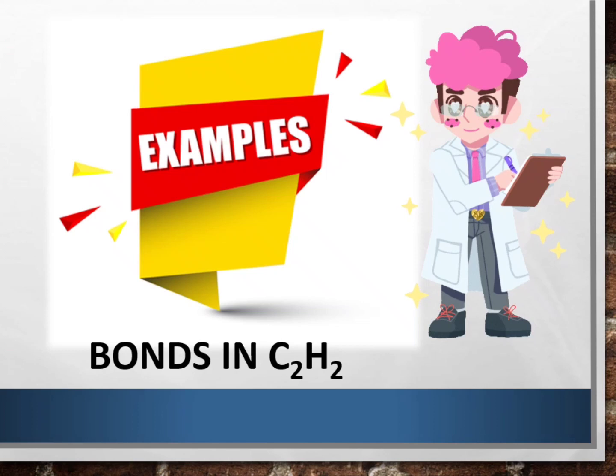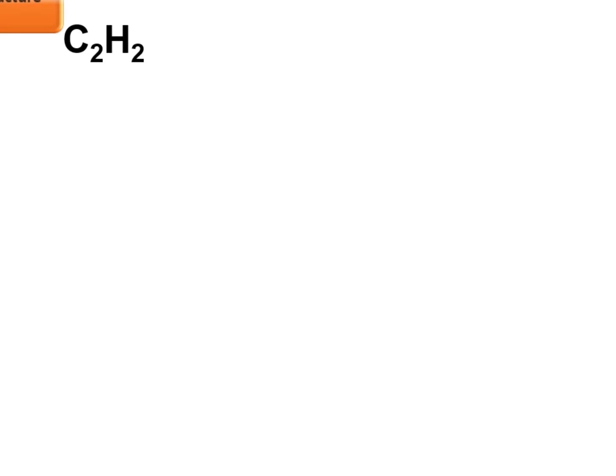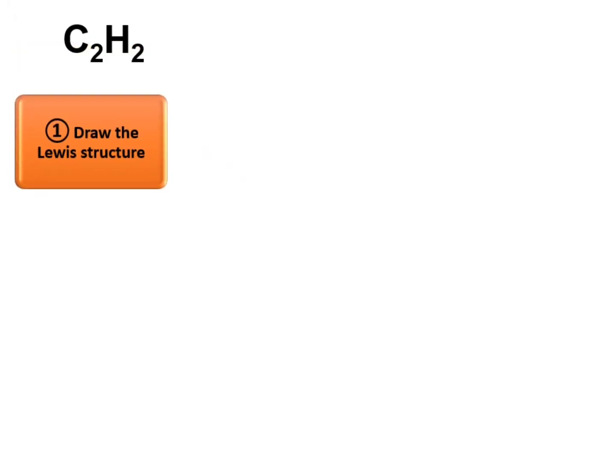Okay guys, so now we focus on the example. Here we have the molecule C2H2. So we are going to look at the hybridization process for C2H2. Okay guys, so as usual, we need to draw the most plausible Lewis structure for C2H2. So you need to draw the skeletal structure first for this molecule.